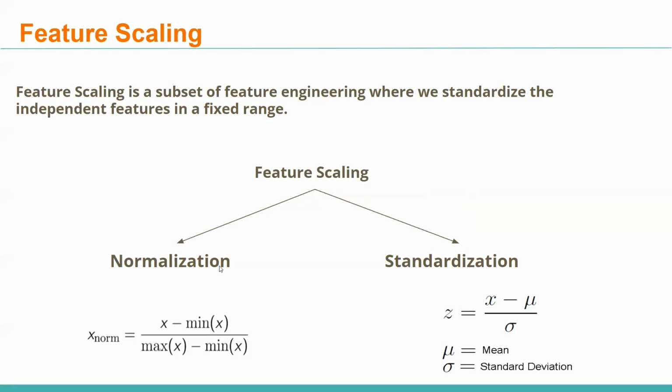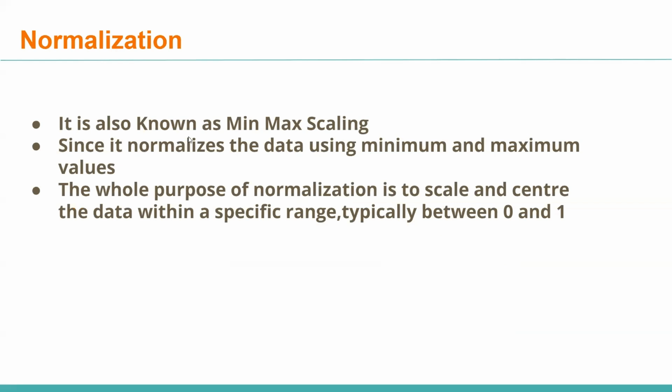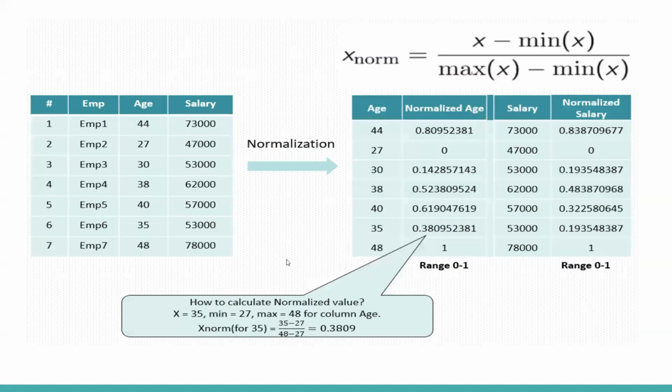So first, let's discuss normalization. It is also known as min-max scaling. Since it normalizes the data using minimum and maximum values, the whole purpose of normalization is to scale and center the data within a specific range, typically 0 and 1. Let's discuss this using an example. So I'm using the same data set of employee where we have age and salary column.